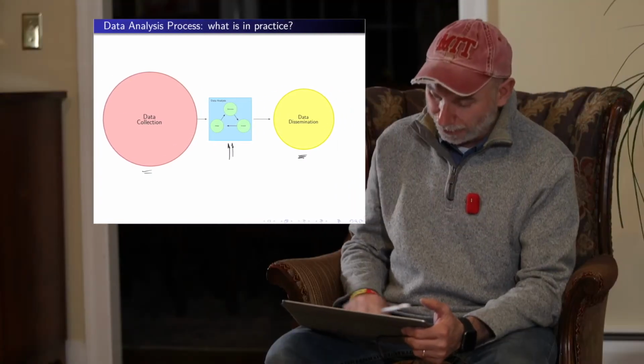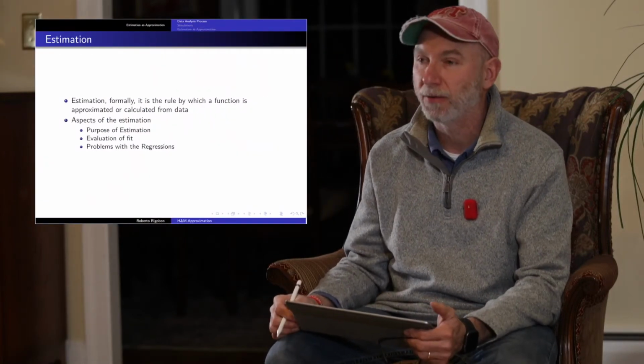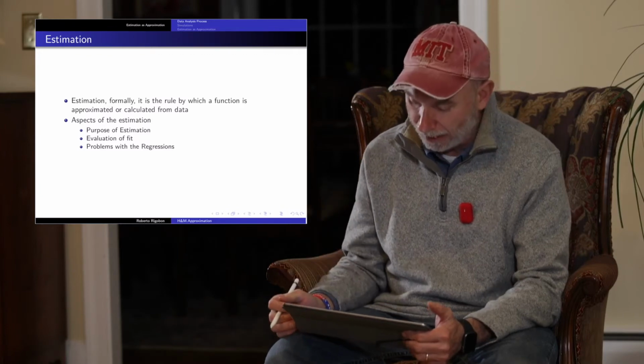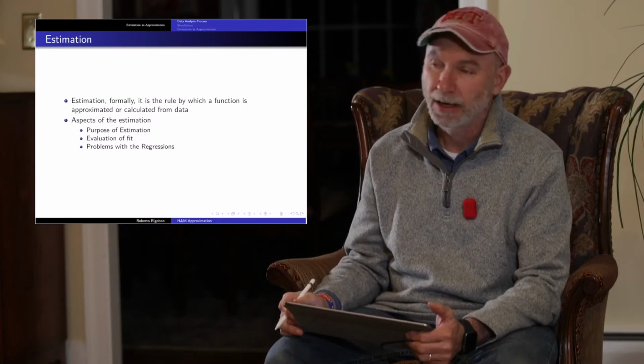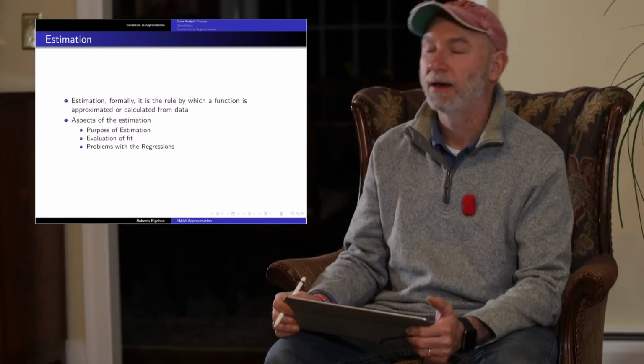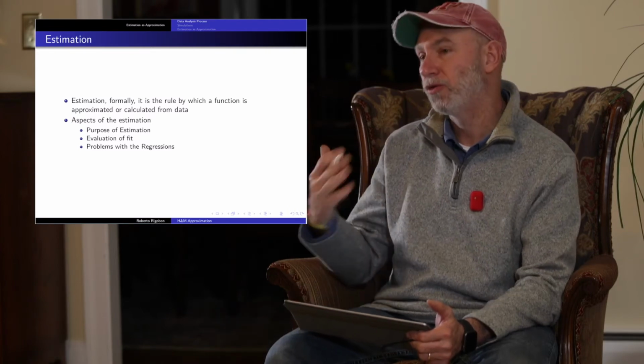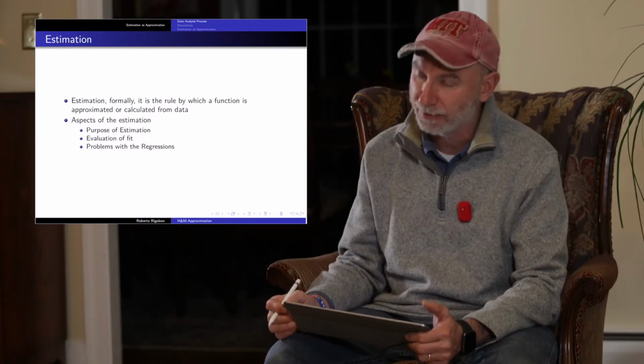So let's talk a little bit about estimation. Formally, estimation is a rule by which we try to determine what the function is in the data. So we have two variables, let's say x and y. We would like to know how they are related to each other. And what we're going to do is use the data to approximate that relationship.